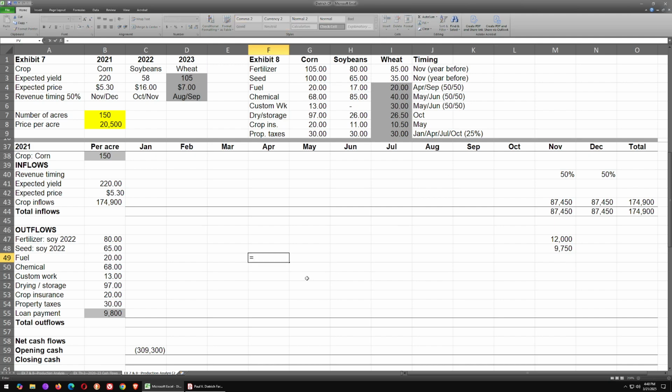So I'm going to say equals 0.5 times $20 per acre times 150 acres. So 1,500. Now, I don't necessarily want the decimal points. I want a way to go up again into the accounting. You'll see these little arrows saying either increase the decimal place or decrease. I'm going to decrease the decimal place so it doesn't show so many decimals. And so that's April. And now we want to do the same thing for September.